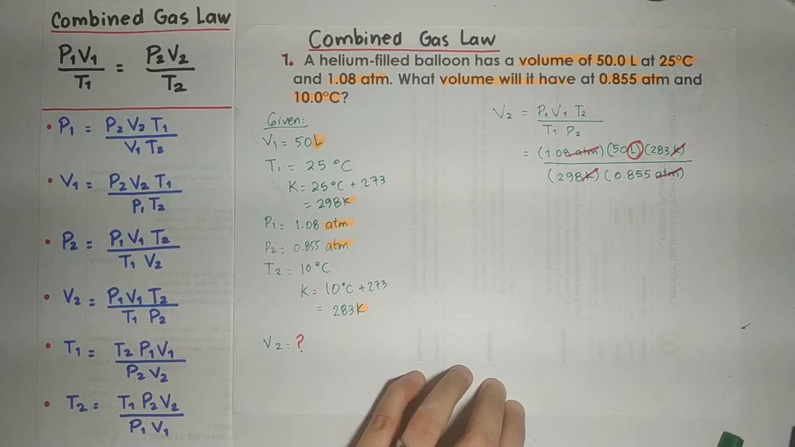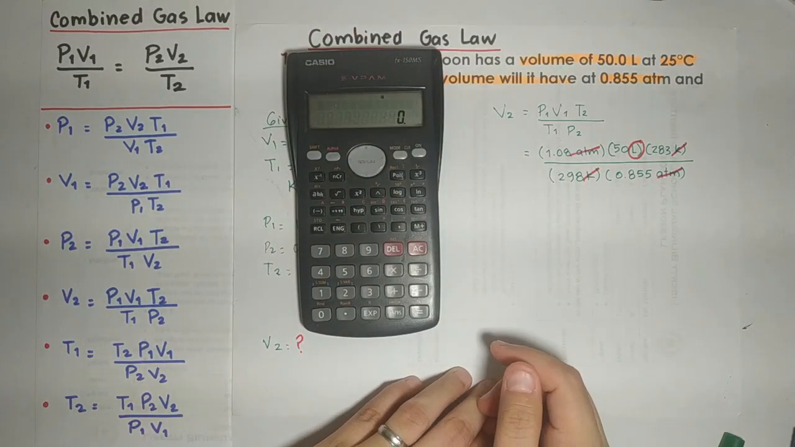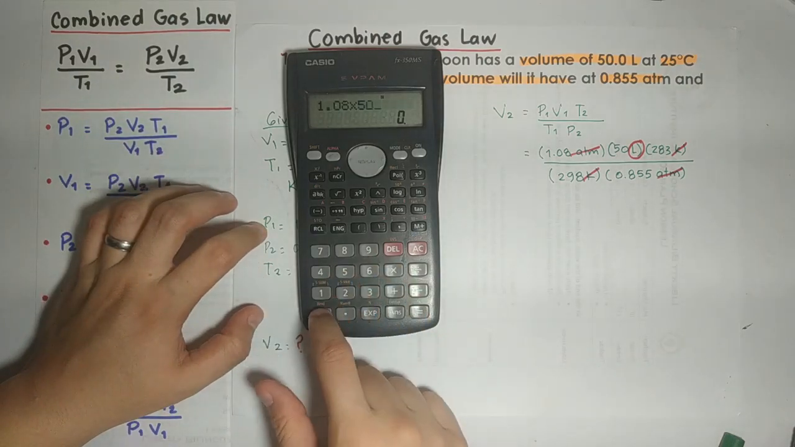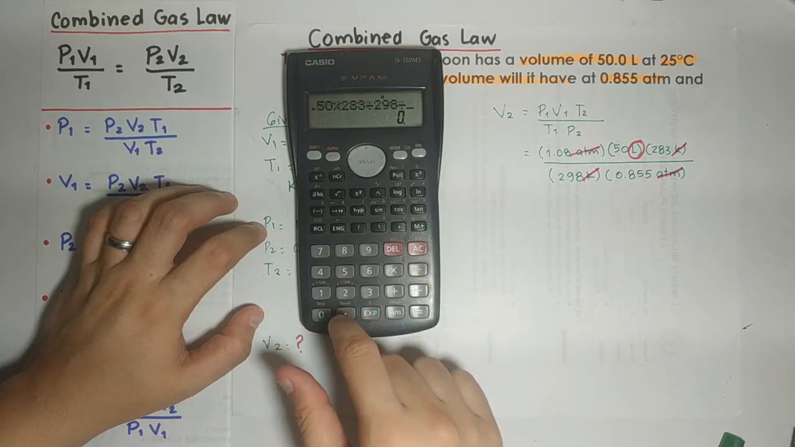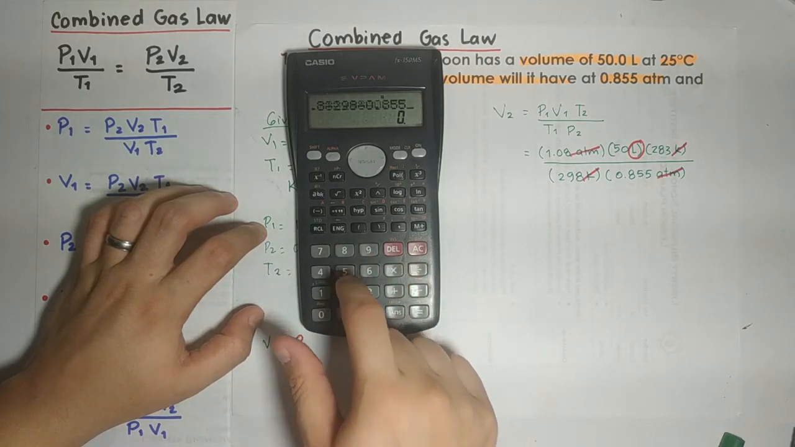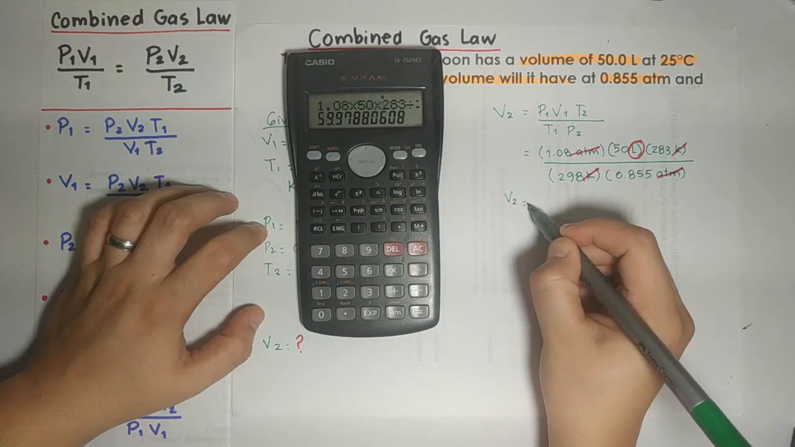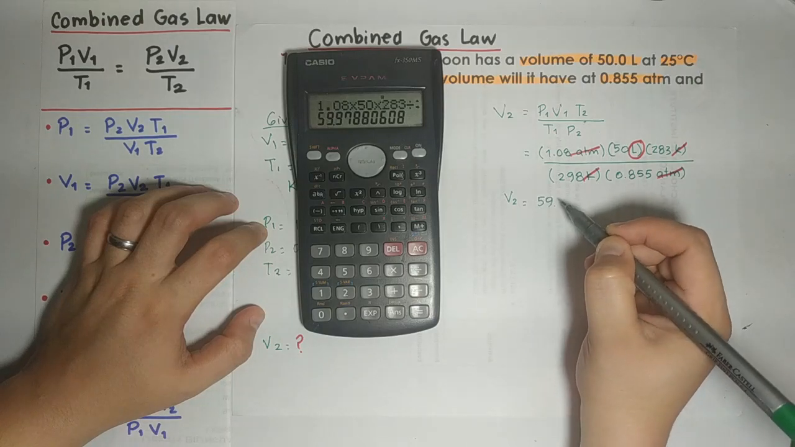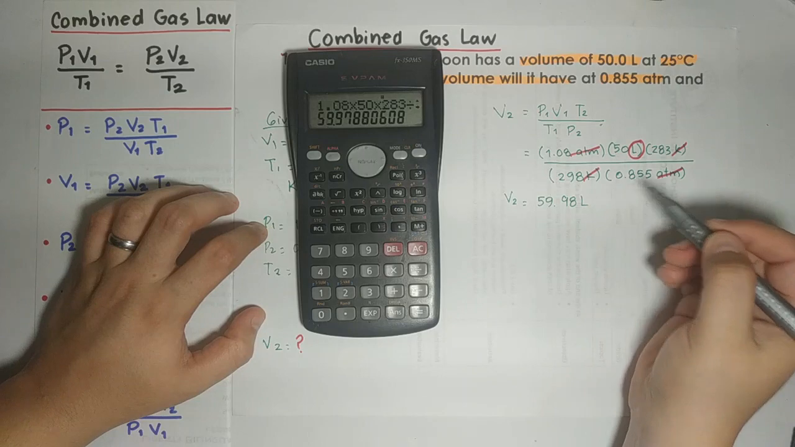Now we use the calculator to perform all these calculations. 1.08 times 50 times 283 divided by 298 divided by 0.855. So my volume 2 is equal to 59.98 liters.